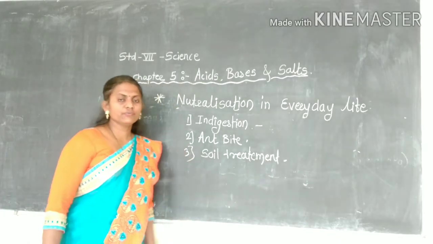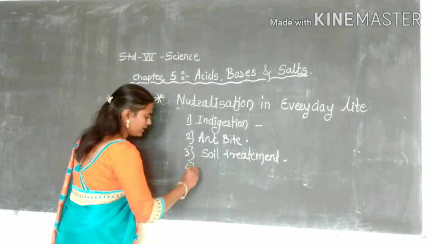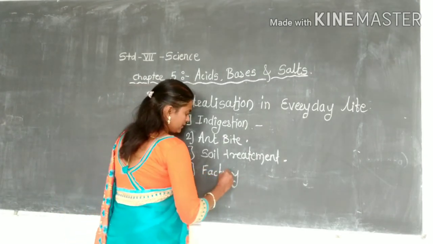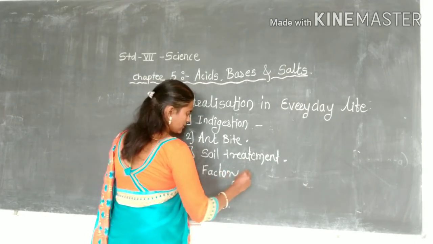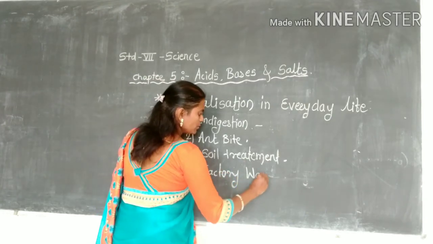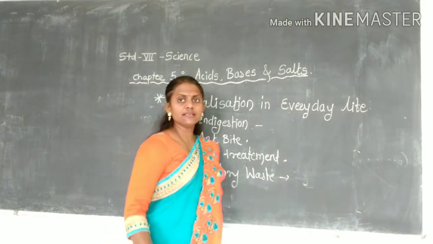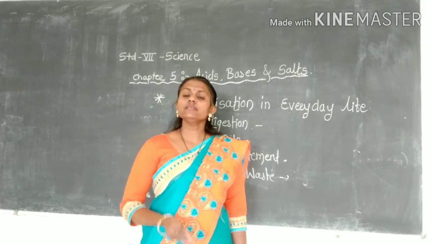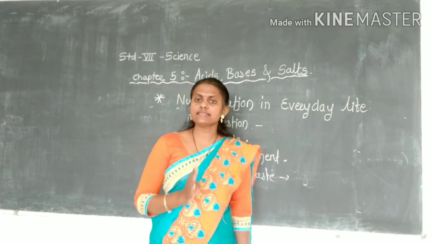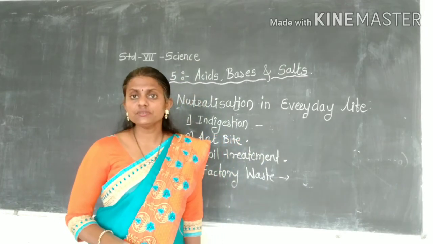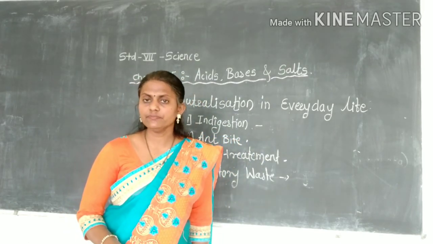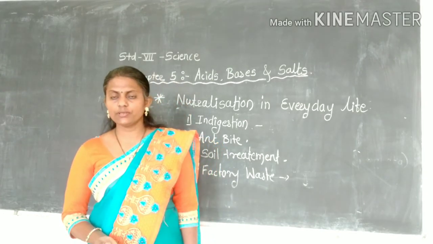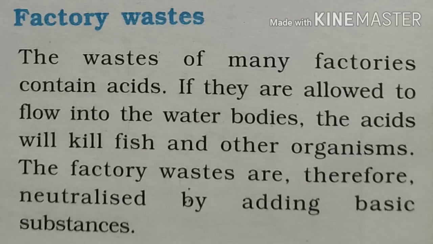The next we will see is factory waste. As you are aware, in factories waste gets created. It is mostly acidic, or sometimes it is basic also. But if such waste is released without treatment, what happens? Yes, it pollutes the water and it pollutes the soil. So how can we treat it?